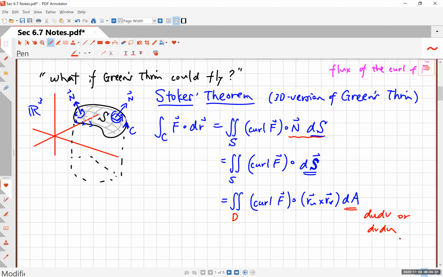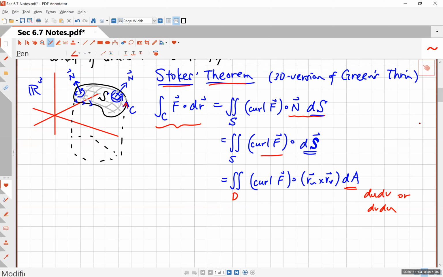But the important thing, what Stokes' theorem says, is that this line integral, be careful with this, it's a one-dimensional line integral over this curve C, which is the boundary of S, turns out to be the double integral of the curl of F. It's a surface integral of the curl of F over this surface S.